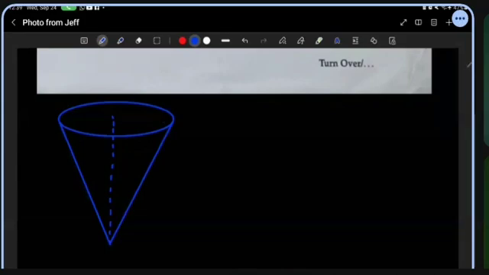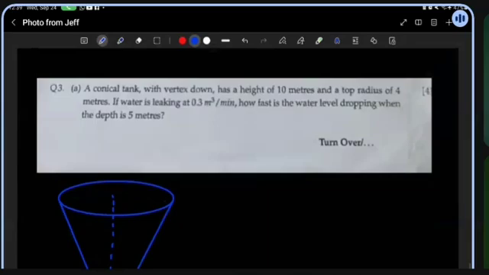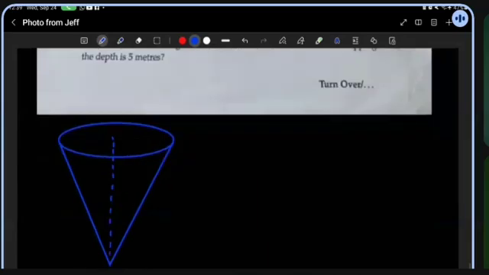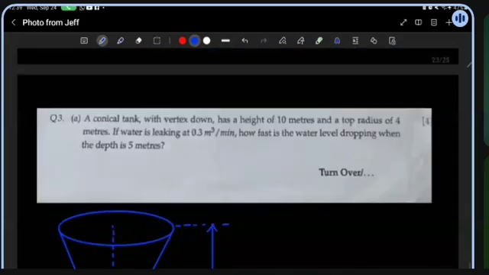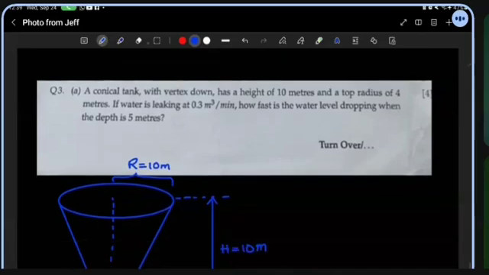Vertex is down. Has a height of 10 meters. So they're telling us that from here, the topmost point, to the bottommost point, the height is 10 meters. Next, the top radius of 4 meters. So the radius from here to here, sorry, 4 meters. The radius is 4 meters.